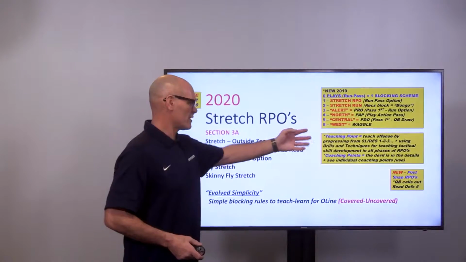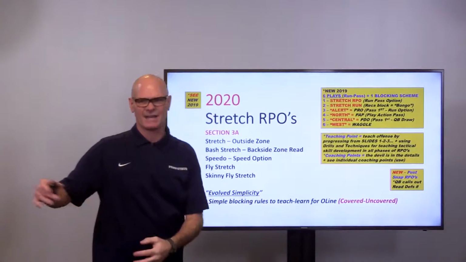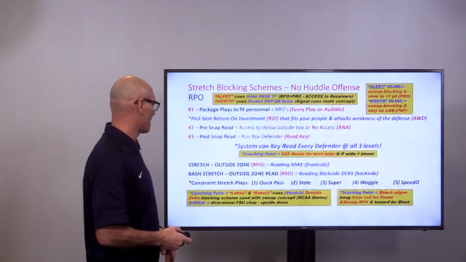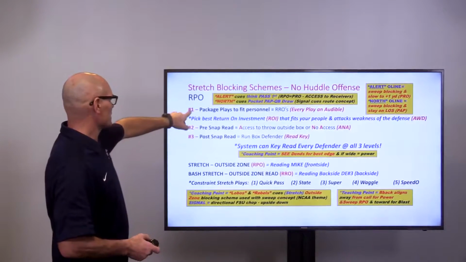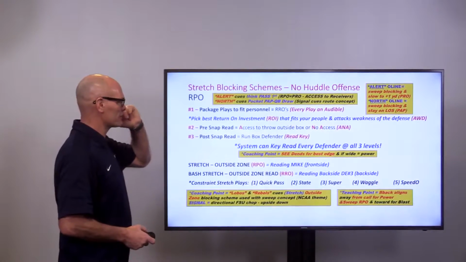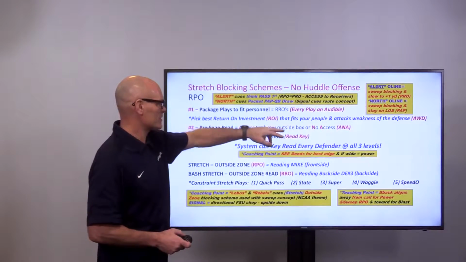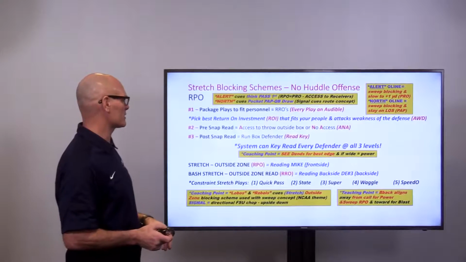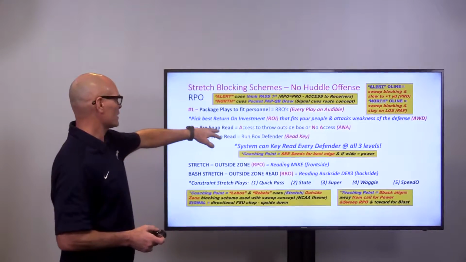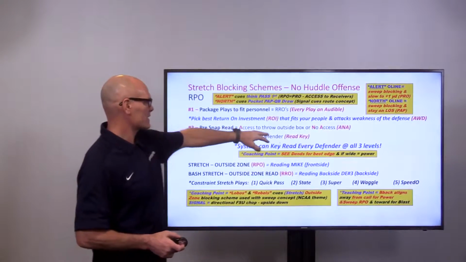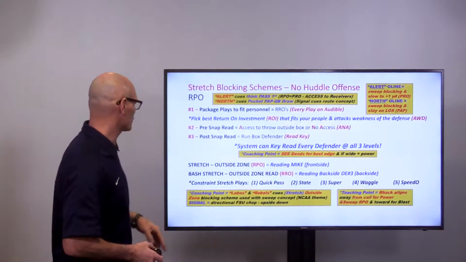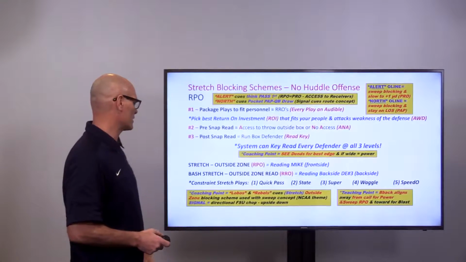Again, you want to progress from the core play, and then you can add as we go through, and that's the example of scaffolding the techniques with it. Again, real simple, same thing, package the plays to fit your personnel, so figure out what they do best, what's your best return on investment, meaning what fits your team, but also attacks the weakness of the defense. And then you'll have a pre-snap process, again, seeing if we have access, no access to throw to those receivers, and then post-snap with a read key defender.